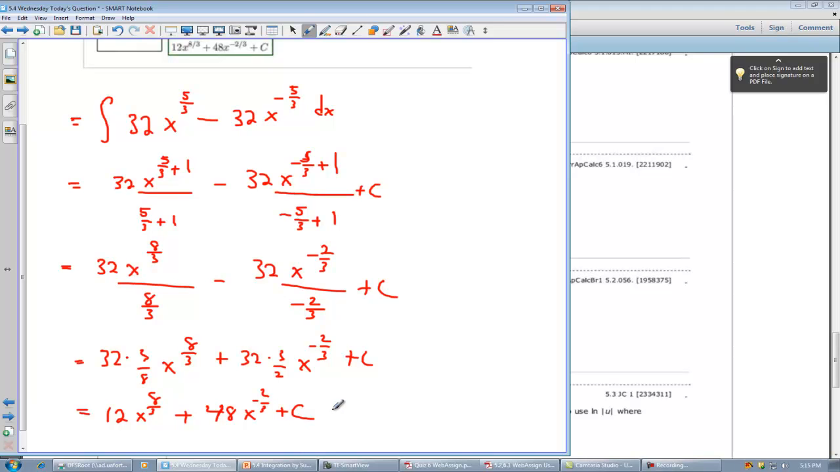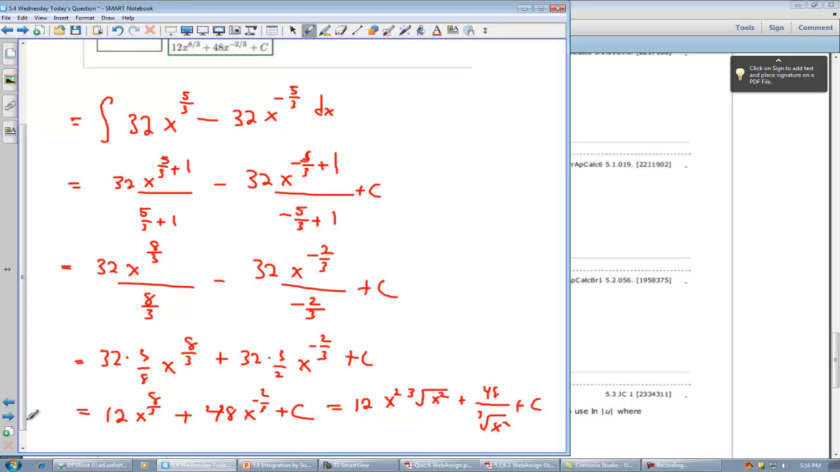Also, you could also rewrite this if you really want to. This is the same as 12, and now this is the cube root, and so this is actually x squared times the cube root of x squared plus 48 over the cube root of x squared plus c. If you want, you can write it like that, but this is fine.